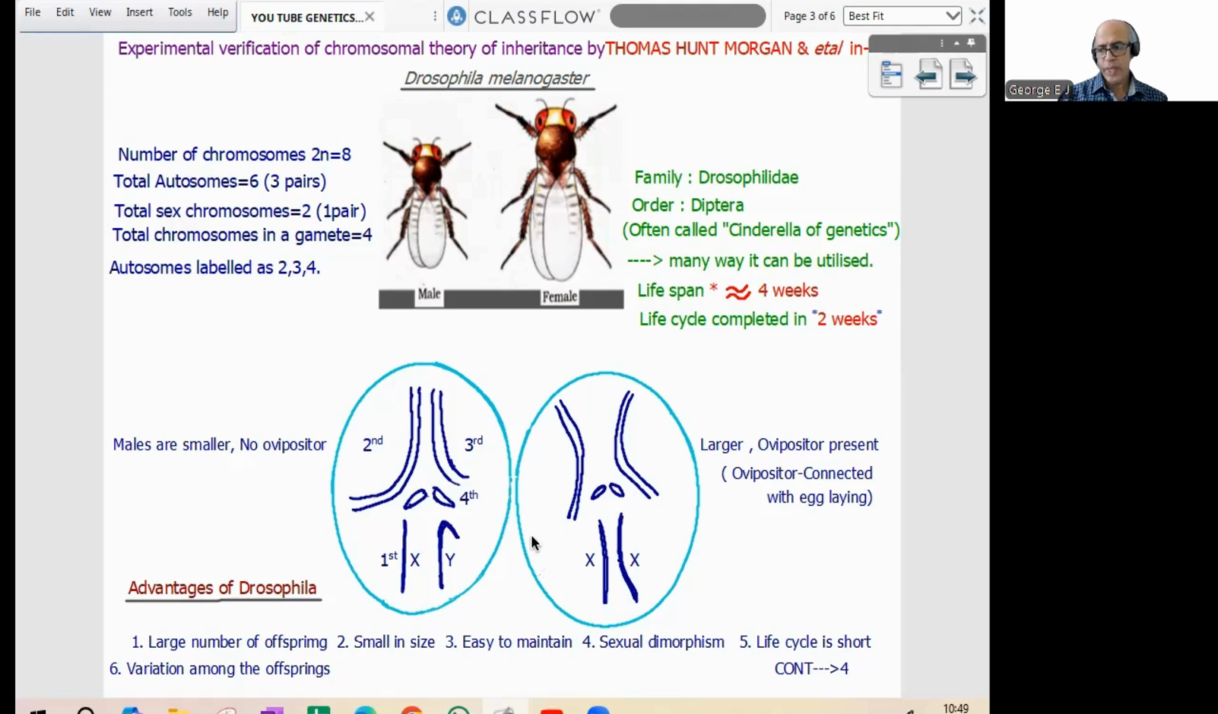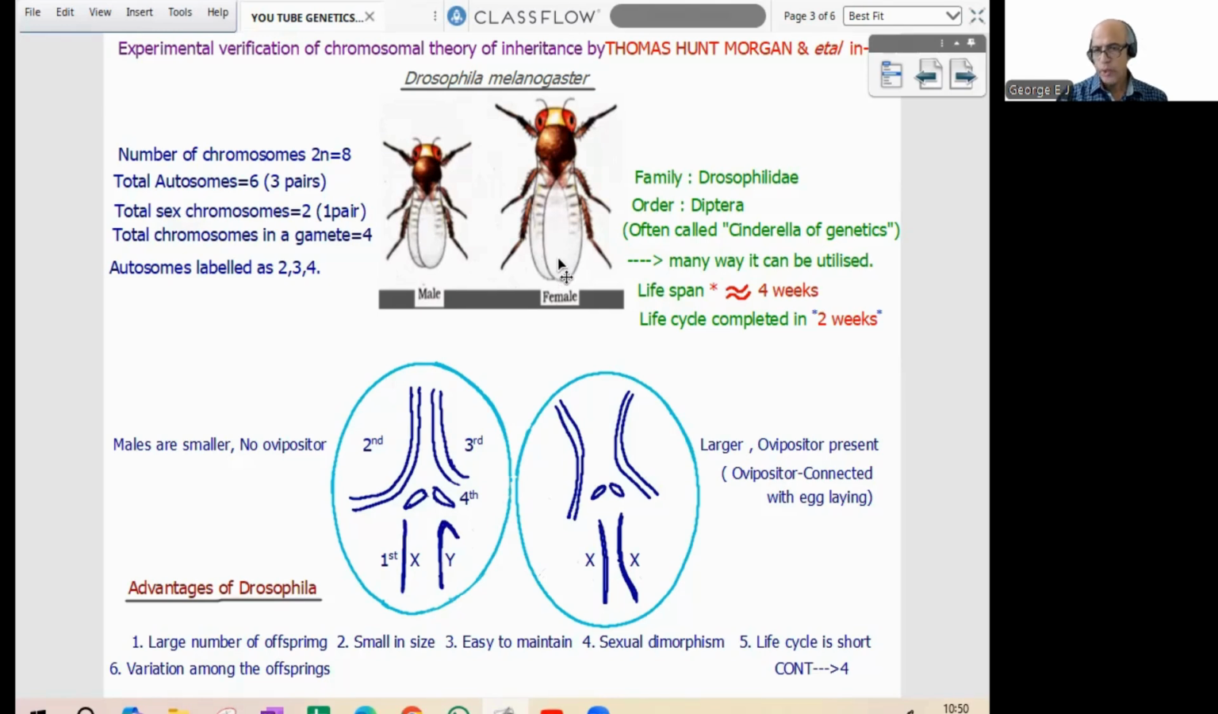Present NCERT, I think no diagram. Previous NCERTs, it is there. 4 pairs. First is the sex chromosome, first pair. This is male, this is female, X5, X6. Everything clear, I think. And sexual dimorphism also you can find there. This is male, this is female. Male is smaller. So automatically larger one will be female.